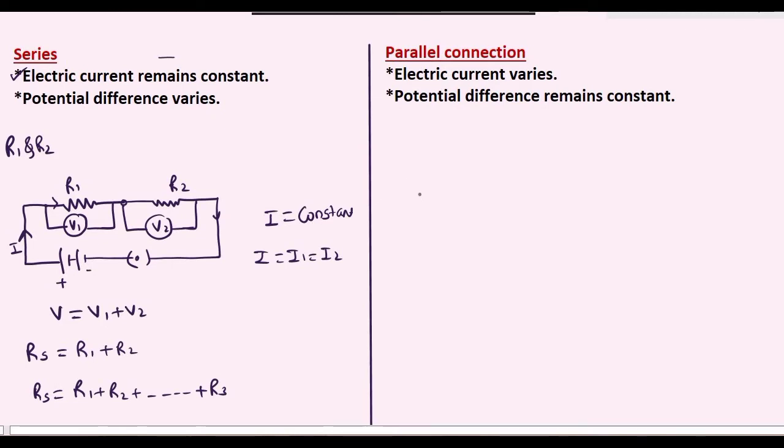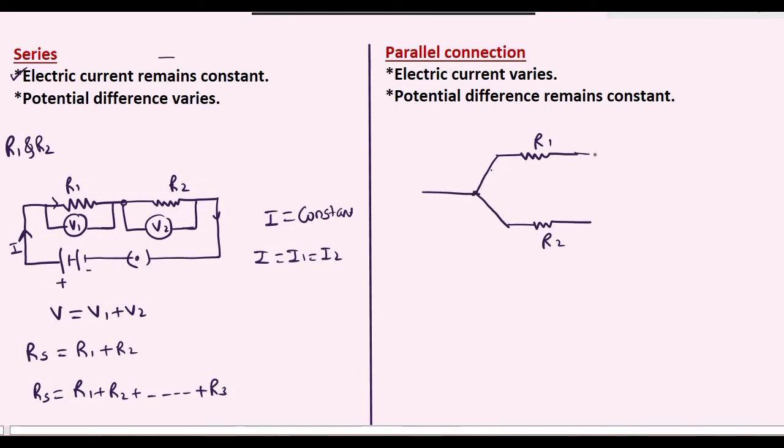Let us see the next type of connection, that is parallel connection. Let us see how this connection is made. I am taking one wire of the electric circuit, one resistor R1, and one more resistor R2. One end of the resistor R1 is connected to one point of the wire, and the other end of R2 is connected to one terminal of the wire.